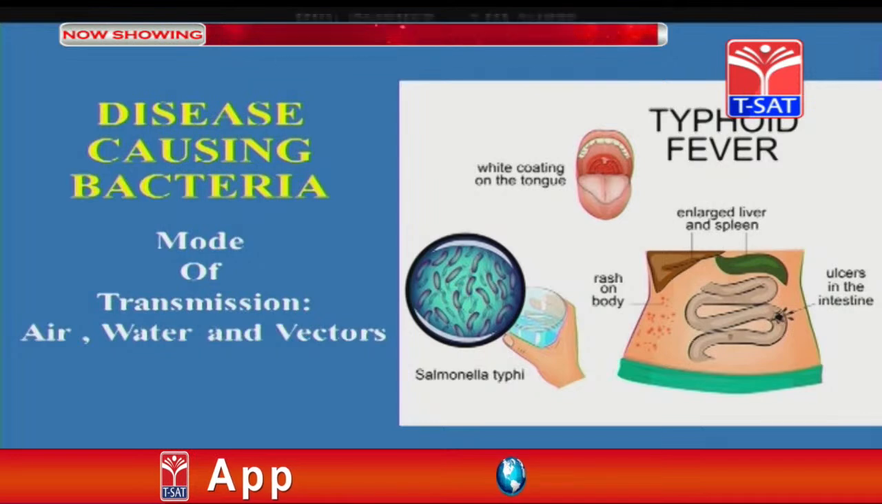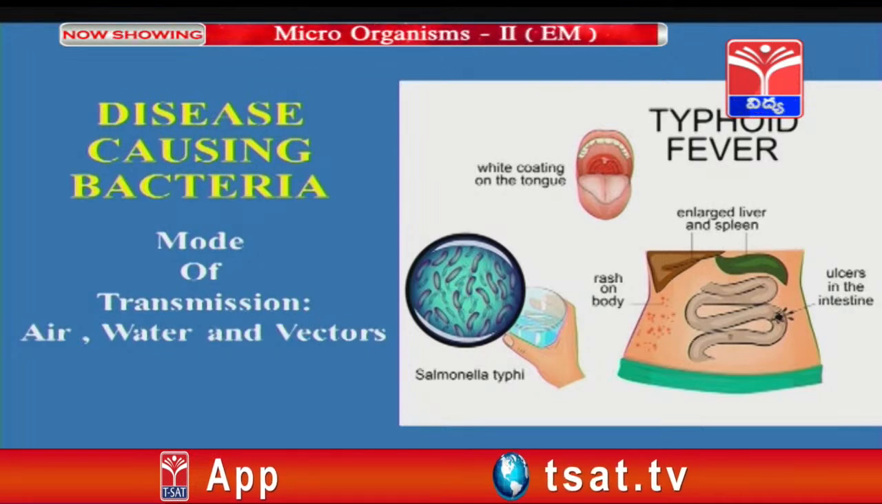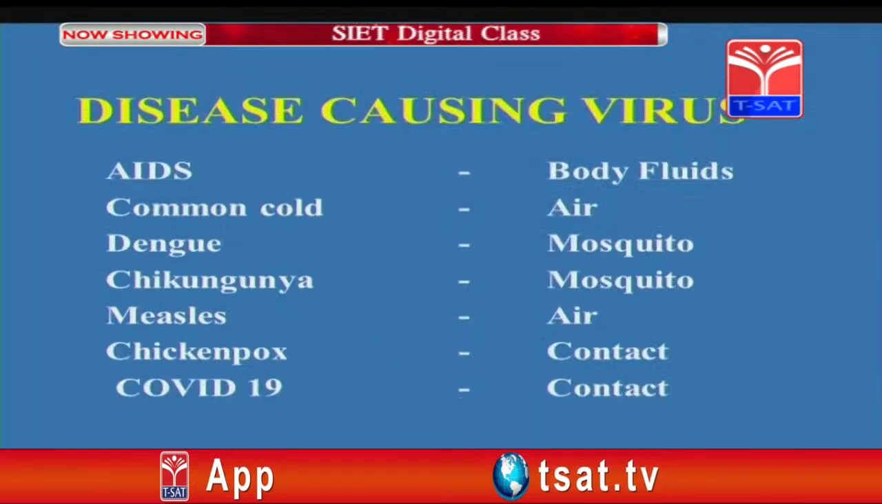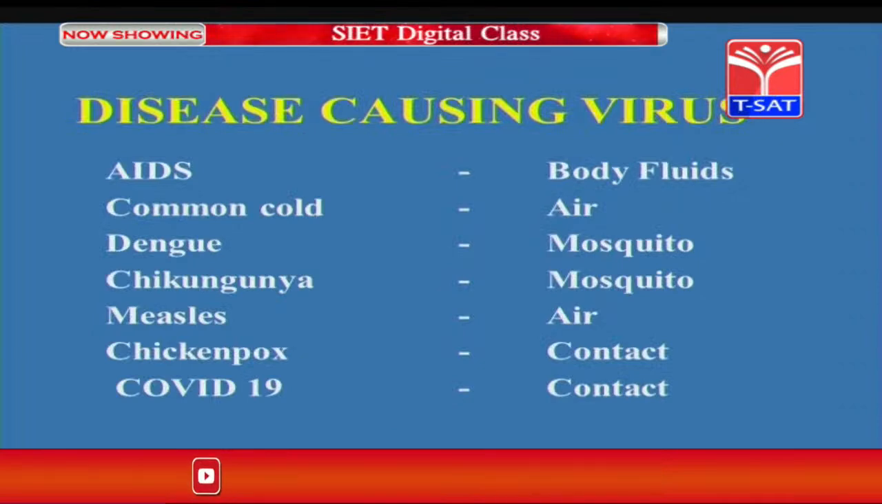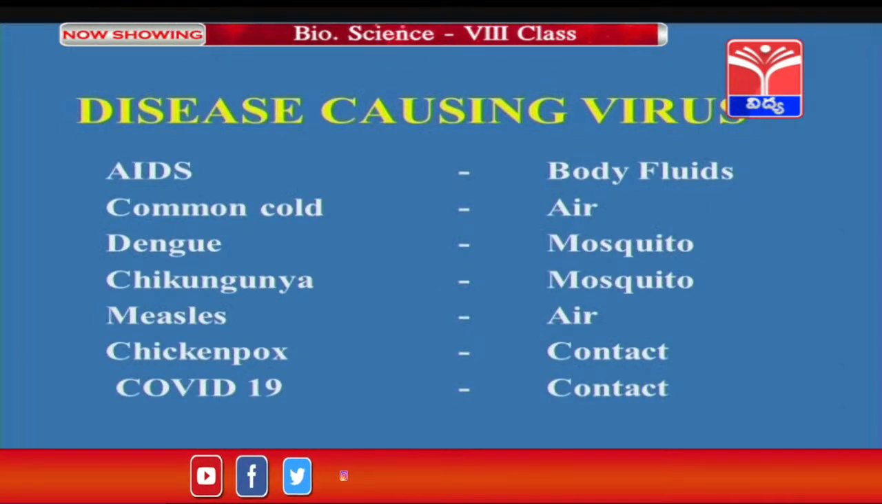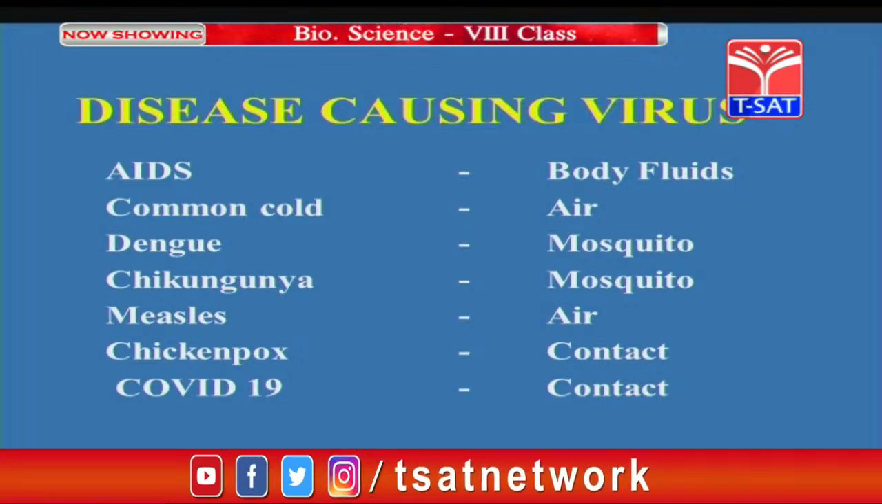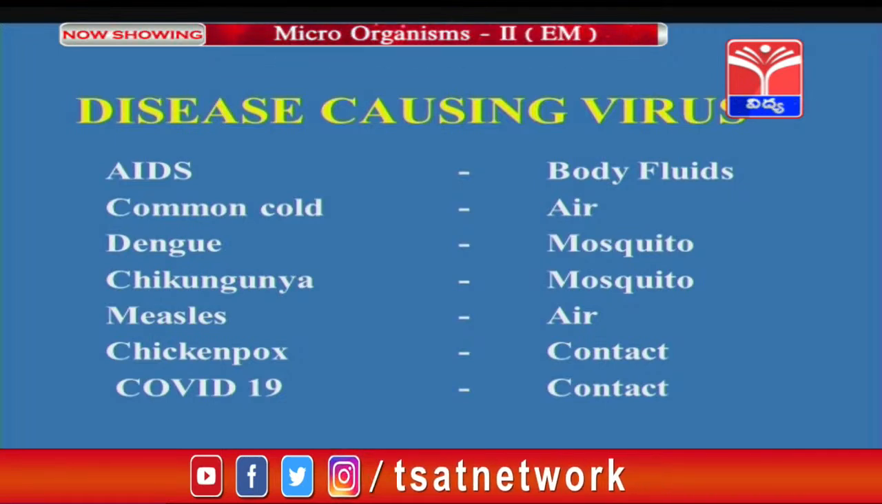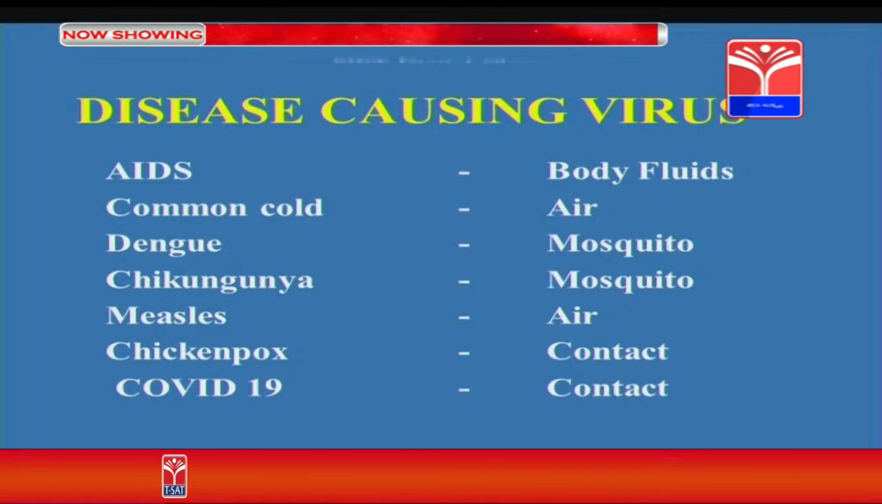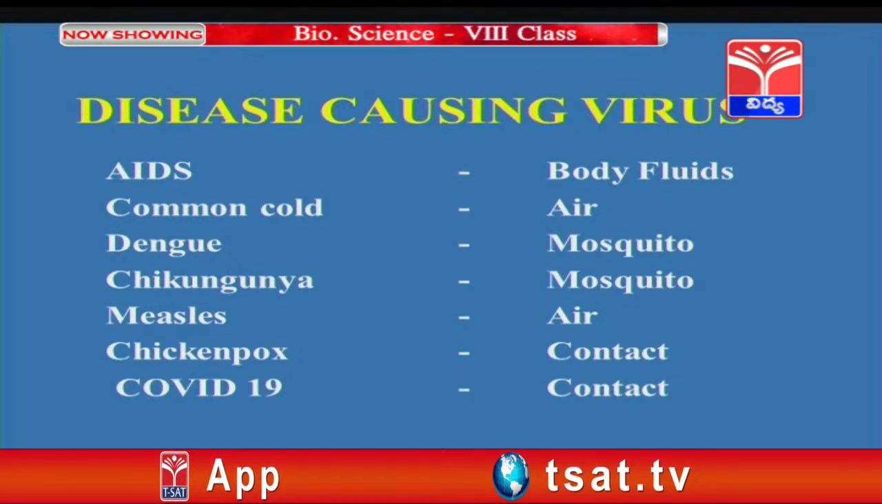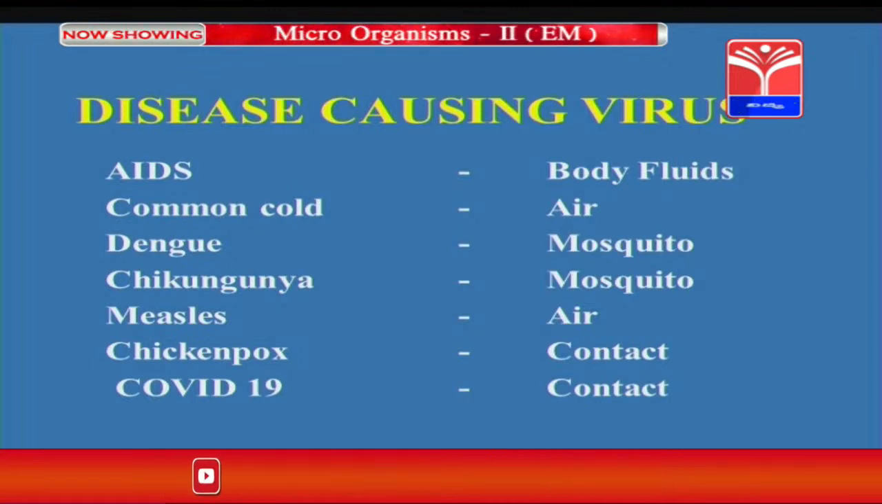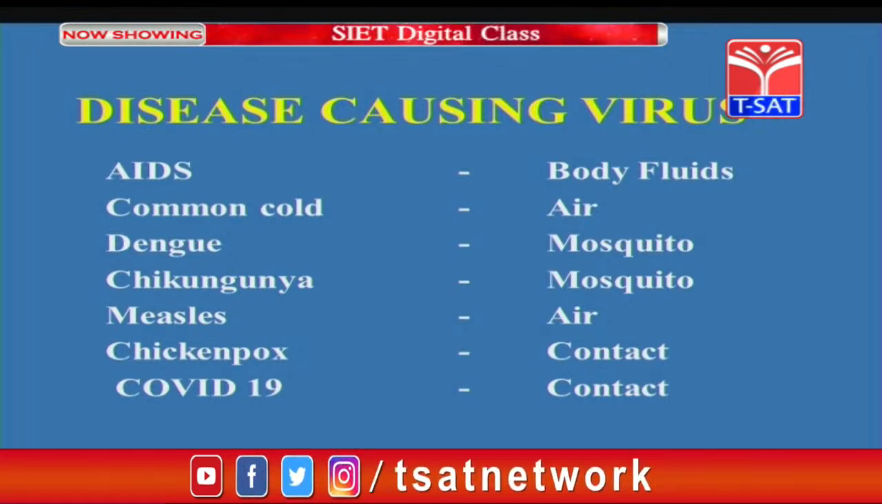The mode of transmission is through air, water and vectors. Now, see the diseases caused by viruses. Children, AIDS spreads from one person to another when a healthy person comes into contact with the body fluids of a diseased person. Common cold spreads through air. Dengue is spread by mosquito. The mosquito here is acting as a vector.